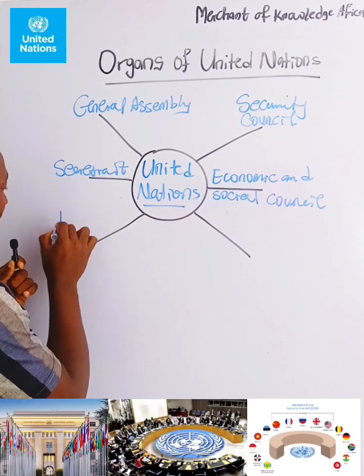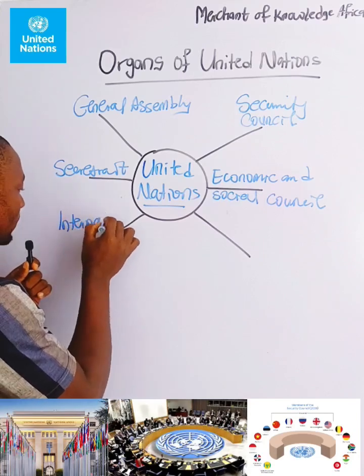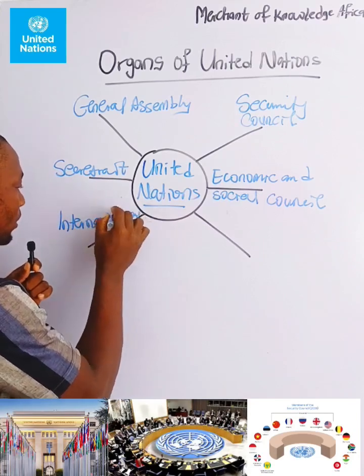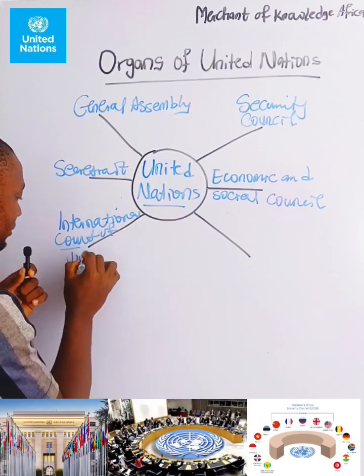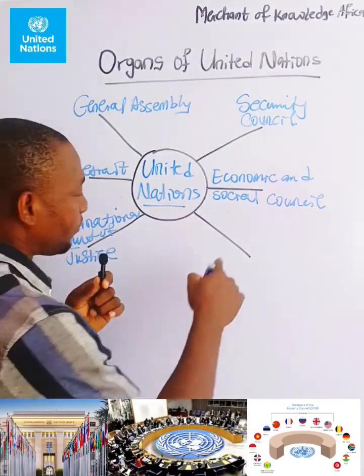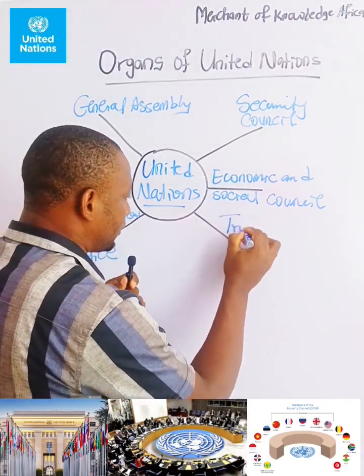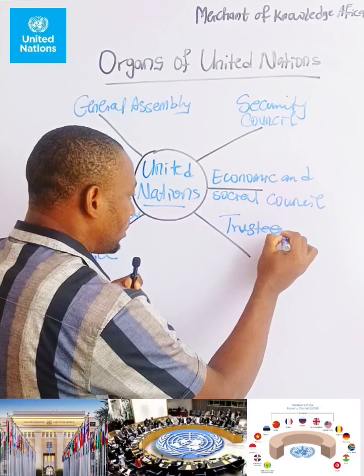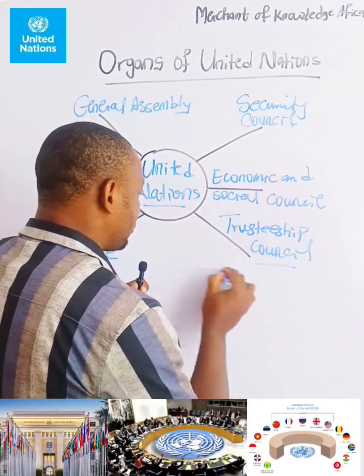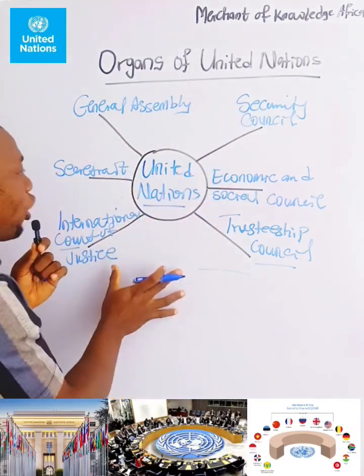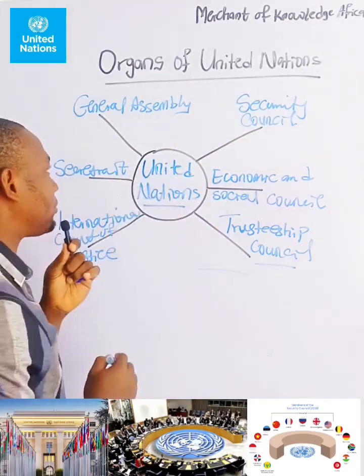Number five, we have International Court of Justice. Number six, we have Trusteeship Council. All right. These are the organs of United Nations.